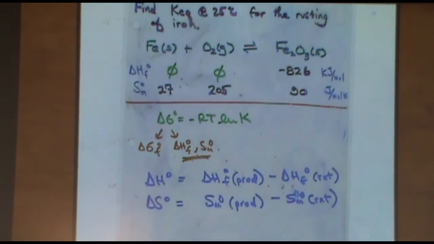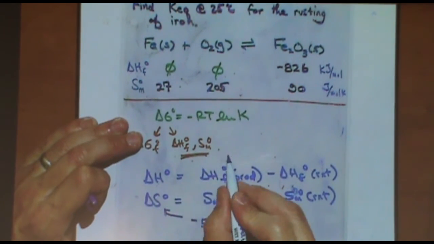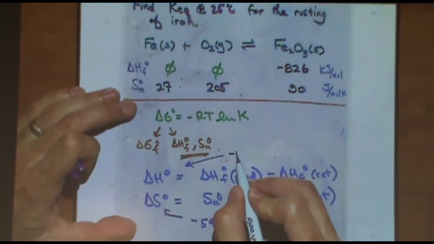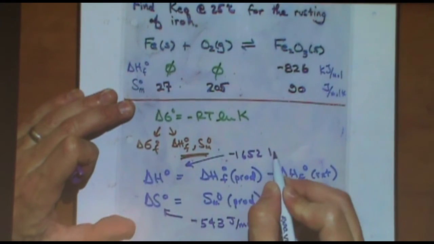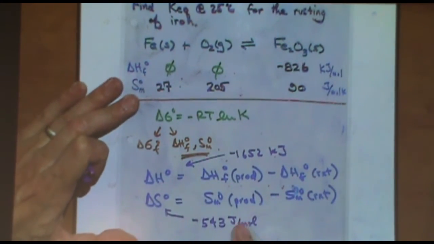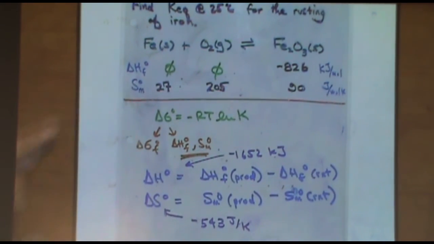For the delta S standard, down here, I got minus 543 joules per mole. And for the delta H standard, I got negative 1652. Oh, I put kilojoules per mole, sorry, joules per Kelvin down there.